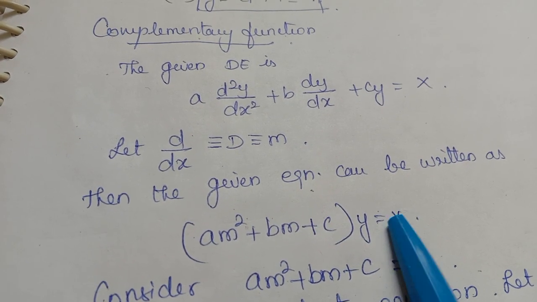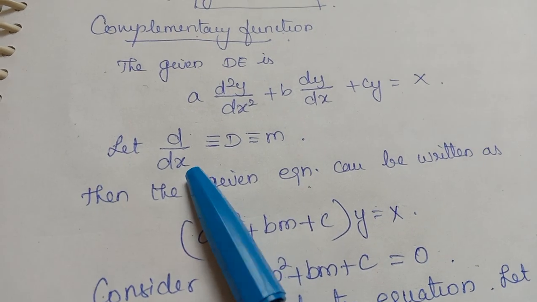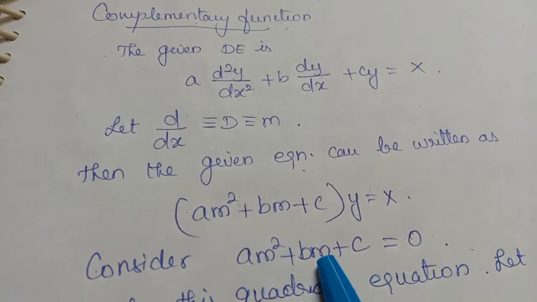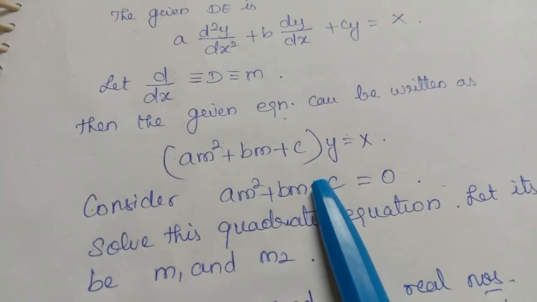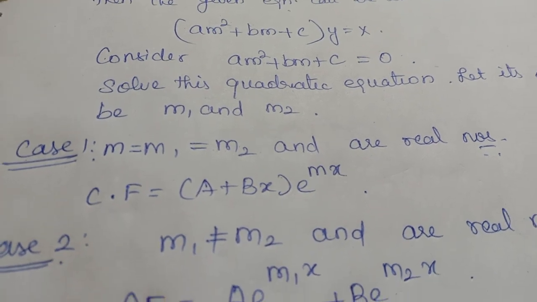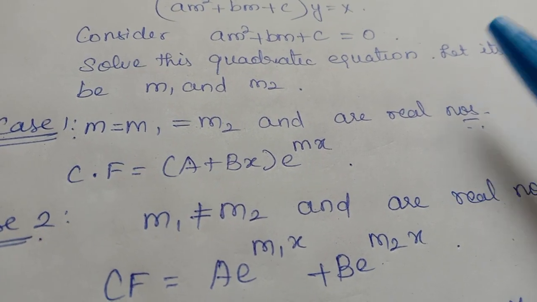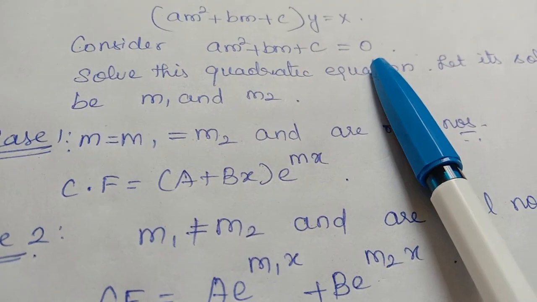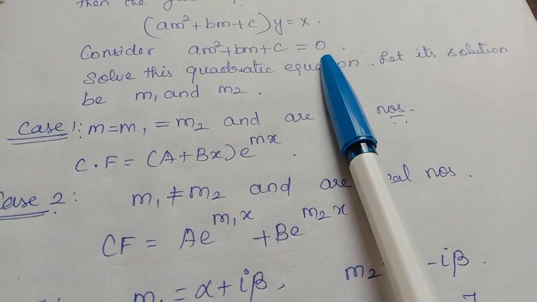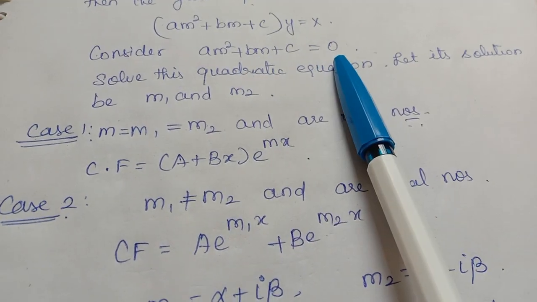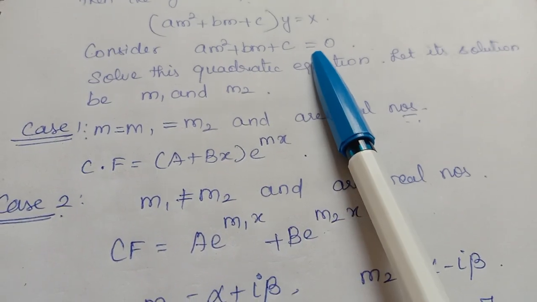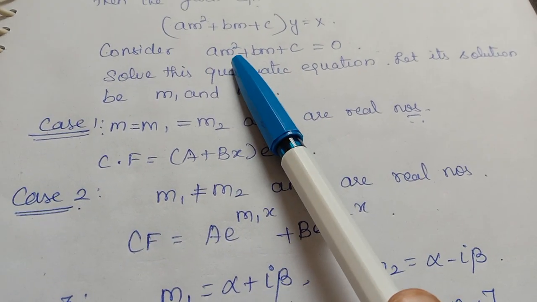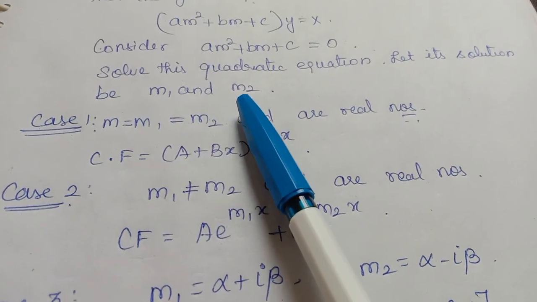So what's the first step? Just replace the differential operator d by dx by m, and take only the left hand side. For finding the complementary function, you have to take only the left hand side of the equation. No need to take the right hand side. So this is the left hand side, a m square plus bm plus c, and equate it to 0. Now this is a quadratic equation. So solve this equation. Since this is a quadratic equation, it will have two roots, m1 and m2.